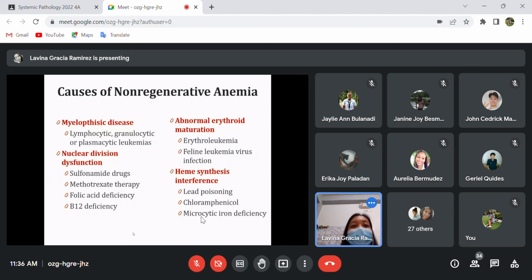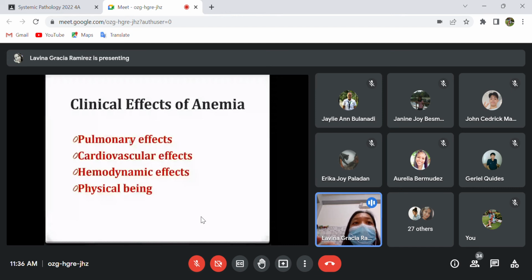Okay, so in general, anemia can cause pulmonary effects, cardiovascular effects, hemodynamic effects, and physical effects. So pulmonary effects: since oxygenation is affected, the lung can also be affected, because the lung is the tissue that helps in the oxygenation process, so it will work double time. There is a compensatory mechanism signaling that. Same with the cardiovascular effects. You have heard about arrhythmia in our earlier stages, because of the low viscosity of the blood, or a high viscosity of the blood.